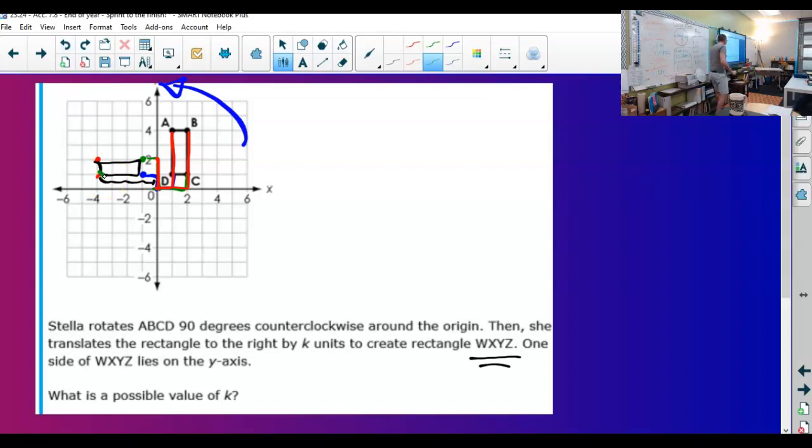But then it tells us that we're going to shift it so that one edge is on the y-axis. So how far could we shift that rectangle to put one of the edges on the y-axis? 1 or 4. So again, you'll have graph paper.